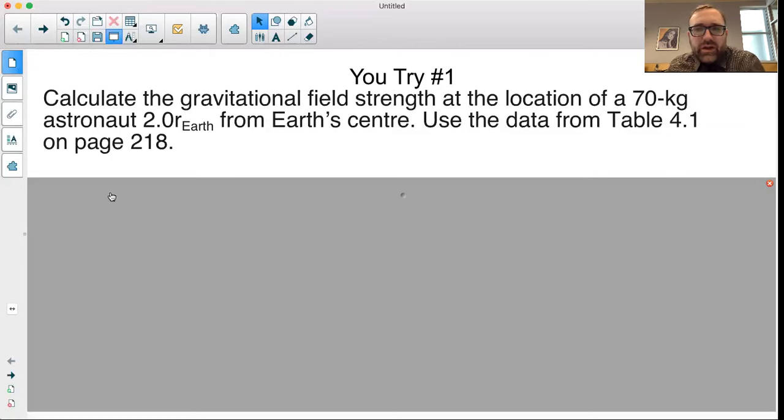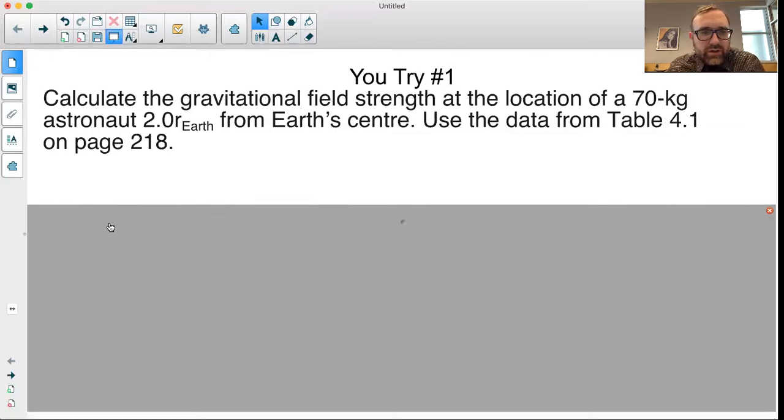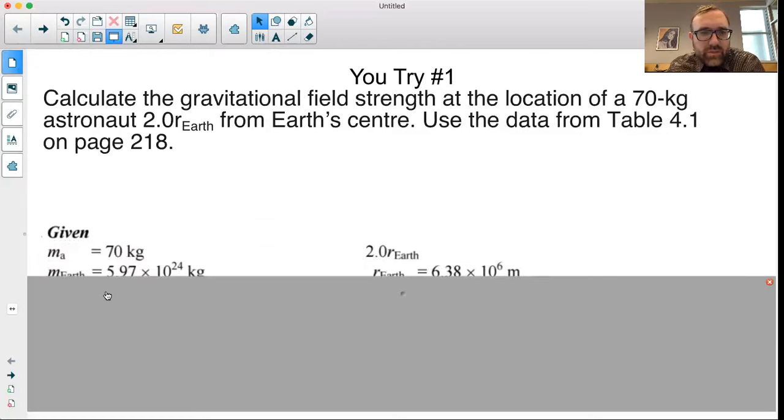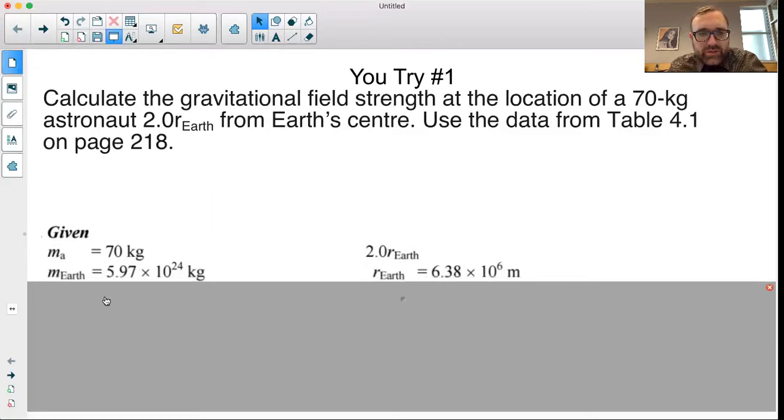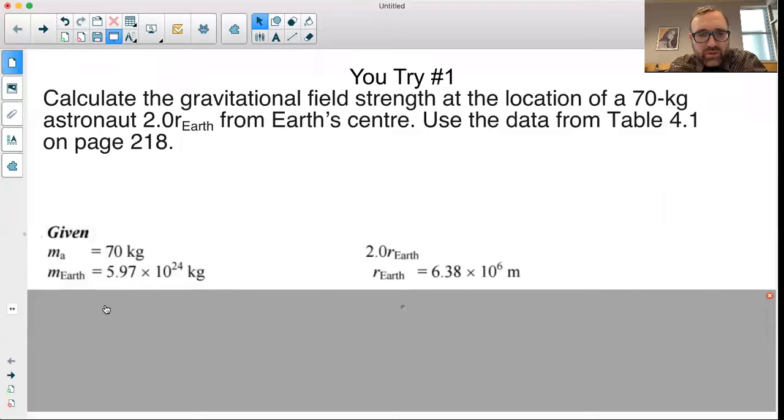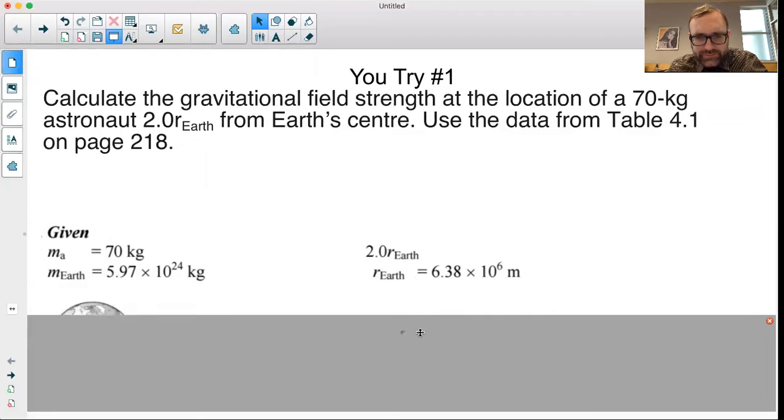So with this, you're going to be realizing under the given, we were given a mass that is 70 kilograms. We're given the mass of Earth, which is on page 218 or in your data booklet, 5.97 times 10 to the 24. So for a radius, which is really the distance from the Earth's center, you have to times it by 2. So 6.38 times 10 to the 6 times that by 2.